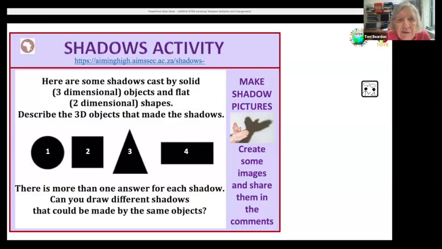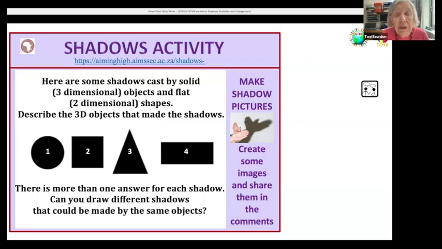Well, here are some shadows that are cast by solid objects. They're not just flat, they're solid, three-dimensional. But what you see on the wall are shadows that look two-dimensional. So what we want you to imagine is what 3D objects could have made those shadows. Sometimes there's more than one answer there for each shadow. And can you draw different shadows that the objects could cast? Different shadows that could be made by the same objects.